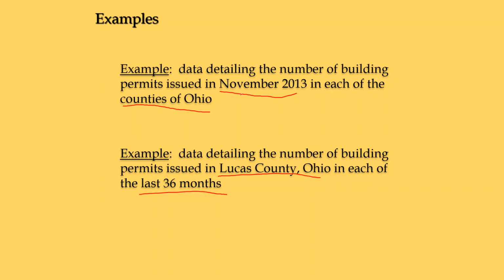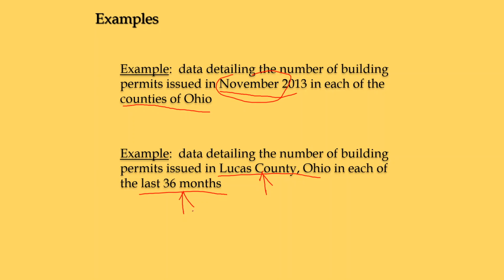Look at the first example. Are you fixing the location and changing the time, or fixing the time and changing the location? Yes, of course, you fix the time. You always collect data for November 2013, but you are changing the location. Look at the second example. It's the opposite case. You fix the location, you always collect data from Lucas County, but you are changing the time.